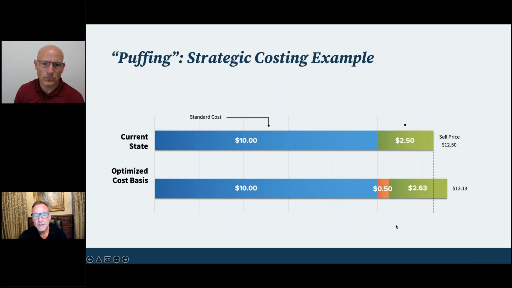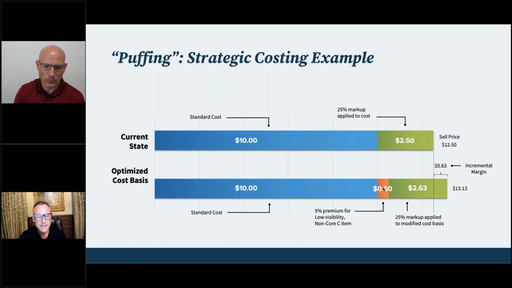So what we're basically doing is creating a layer on top of the strategic cost. And you can see in this example, we might have a 50-cent premium on a $10 standard cost if it's low sensitivity. That way, when the sales rep prices at 25% markup, they're going to get an extra 63 cents of margin because we adjusted the cost basis. So this is worth a lot of money because it doesn't involve any change management with sales teams, broadly speaking, and it can deliver typically between 200 and 300 basis points of additional profit.